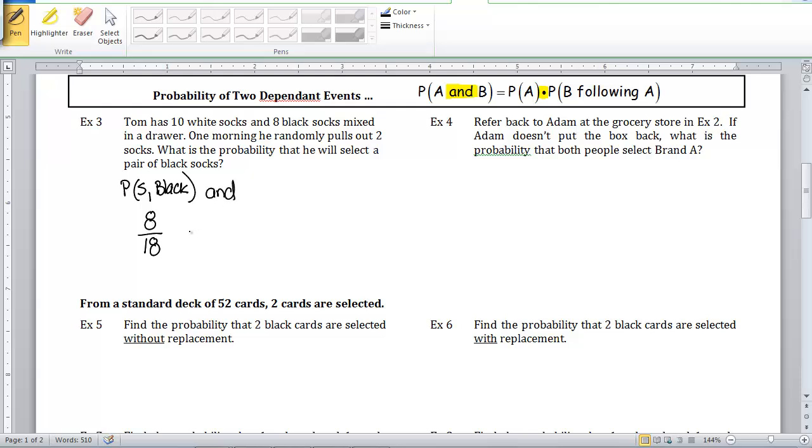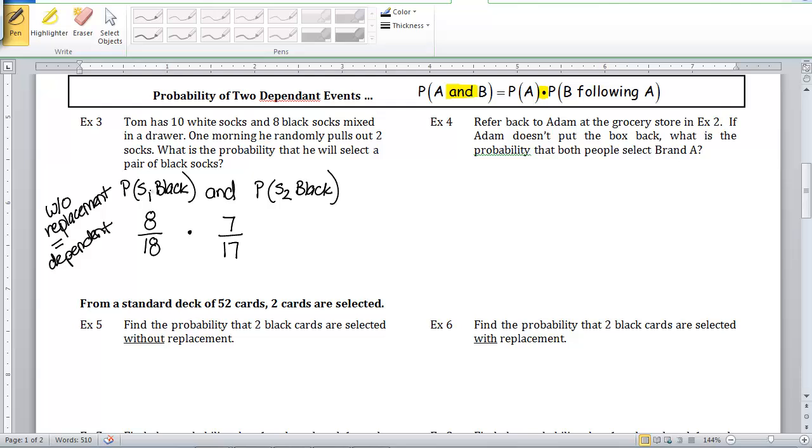And so we need to multiply. We want the probability that the second sock is black. Now what you have to keep in mind here is it says he pulled out 2 socks. So we are not replacing the first sock. That is actually what is making this dependent. And so when he goes to pull that second sock, since we've already taken 1 sock out, now there are only 7 black socks. And remember, we've also taken one sock from the total. So there are only 17 socks total.